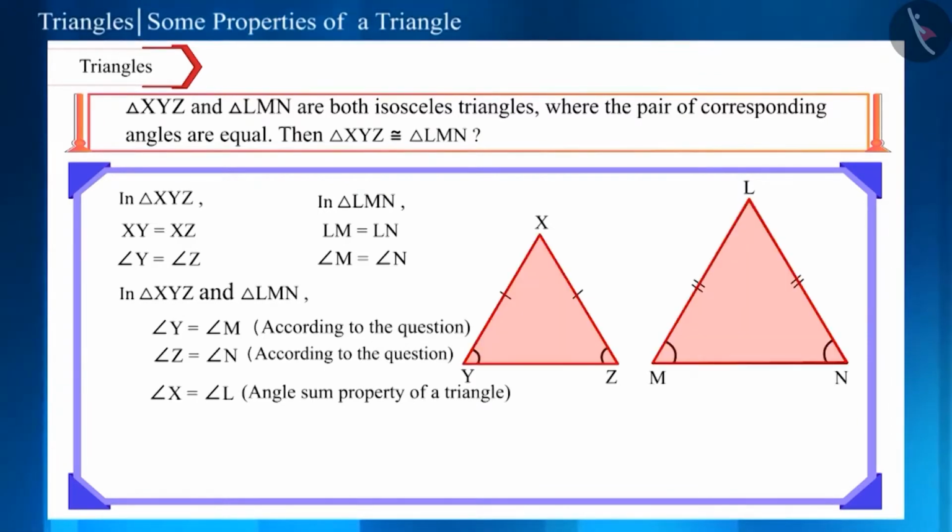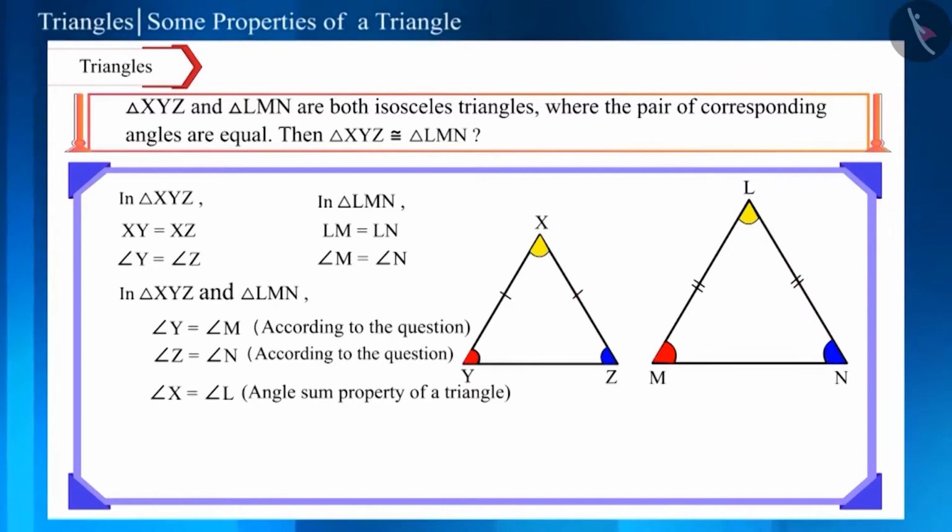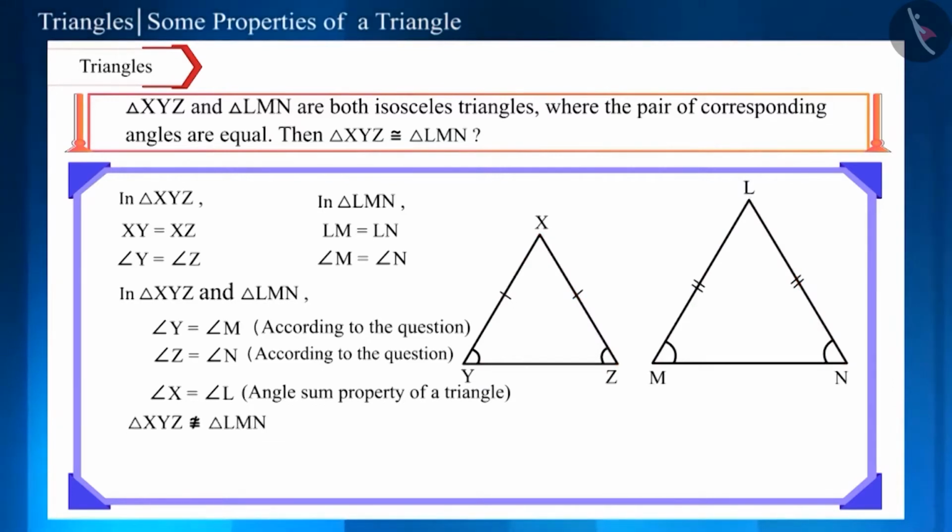But for two triangles to be congruent, it is necessary for at least one side to be included. In order to prove congruence, all angles being equal is not enough. And in these triangles, no information is given about the sides. That is why these two triangles are not congruent.